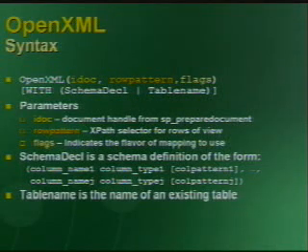So what does OpenXML look like? Well, I get to pass it a doc handle that comes from that prepared document call. So it's a document that's in memory inside SQL Server. I pass it a row pattern, so something like /customers. So find me all customer tags, and those correspond to rows. And then I get some options.